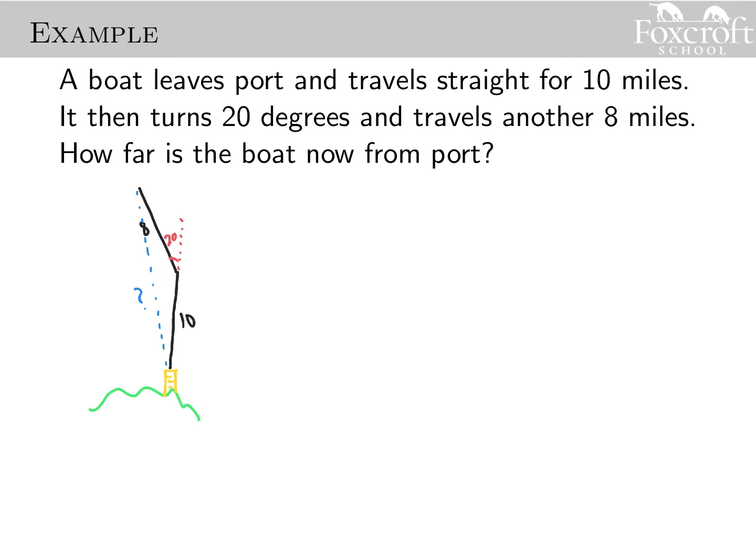All right, this boat starts here at port and just goes straight for 10 miles. Then it's going to turn left or right. It doesn't really matter, but the picture will be the same. But I said it turns left 20 degrees. All right, so this little angle here is 20 degrees, and then it keeps going that direction for another 8 miles. And our question we actually want to answer is how far it is from port. So where it started to where it is now, this kind of dotted blue line, how long is that?